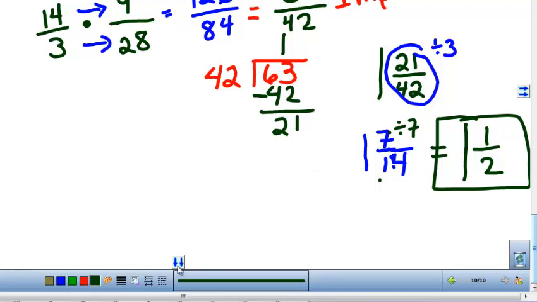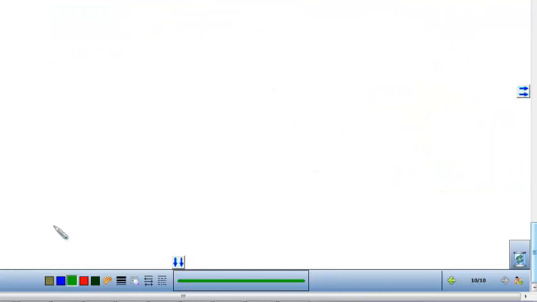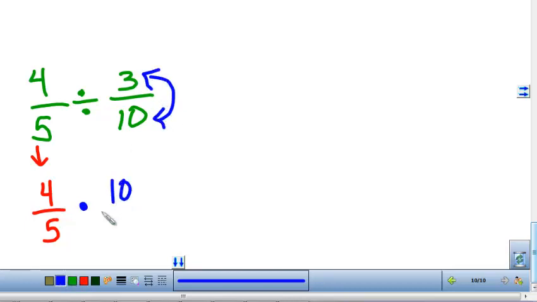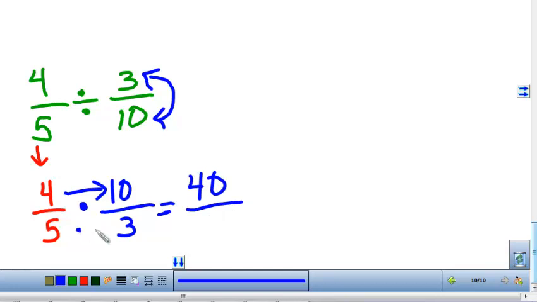Okay, so let's just review real quick. Let's just throw one up here to make sure we have it. If you have 4 over 5 divided by 3 over 10, the rule is copy the first one, change to multiply. The second one, you flip, and then you multiply. So I get 40. 5 times 3 is 15. I have a 0 and I have a 5, so I'm going to divide by 5.